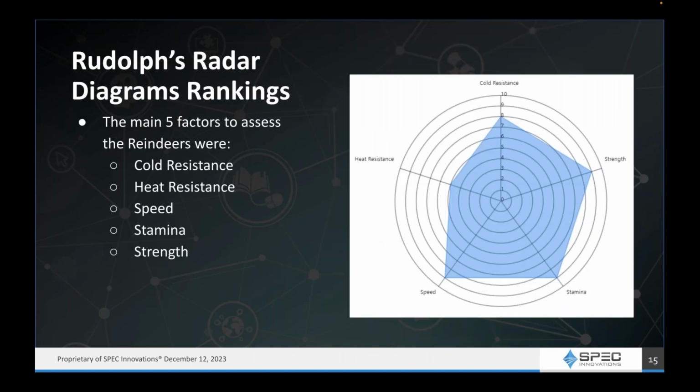Which is why here we can see Rudolph's attributes and rankings as it stands. The radar chart consists of 5 main factors: cold resistance, heat resistance, speed, stamina, and strength. Each of these attributes was ranked from 1 to 10 and created the radar chart as a cumulative chart that combined these numbers together. These ranks are shown as the circles over here and go from 1 to 10. These rankings together create the diagram that's shown in blue.